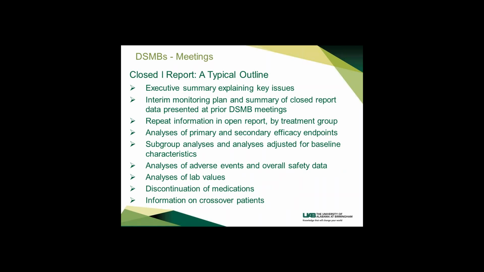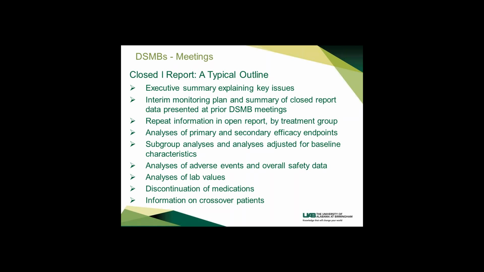will start off similarly. You'll have an executive summary, again, explaining the key issues. And then it's good practice to include the interim monitoring plan that was agreed upon so that the DSMB can be reminded of this. And then the summary of the closed report data that was presented at prior DSMB meetings. So what did we see before up to this point, or what were some of the discussions that were had? There might be repeat information from the open report now by treatment group. This is where the DSMB gets to see how these differences are playing out by treatment.